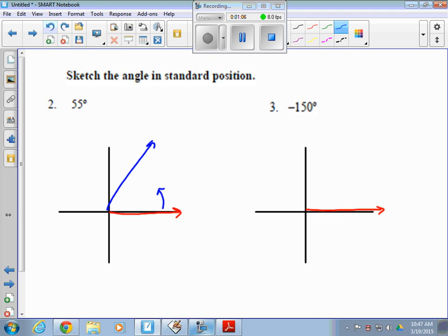Negative 150, you're going to go the other direction. You're going to go clockwise because you're going to go down from there. We know again, if you go all the way to this part here, it's 90. If you go all the way to this part here, it'll be 180. So we have to go not quite to 180, about 30 degrees less than that. This here is negative 150 degrees, where this one here was about 55 degrees.